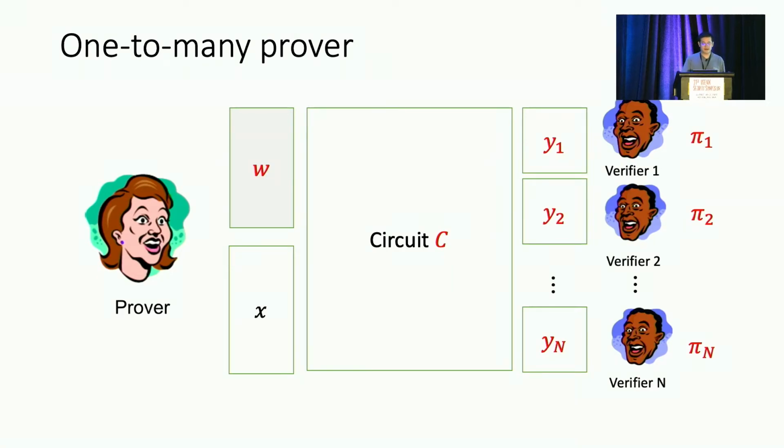So in the traditional setting of zero-knowledge proofs, there is only one prover and only one verifier. But in our work, we consider a new setting with one prover and n verifiers, and we call it one-to-many prover. So as you can see here, the input is still x and w, and the circuit C remains the same. But the output y can be divided into n pieces, and each verifier will only get one component of the output yi, and each verifier doesn't know other components. So that is our new setting, and why are we interested in this setting? Because it has some applications.